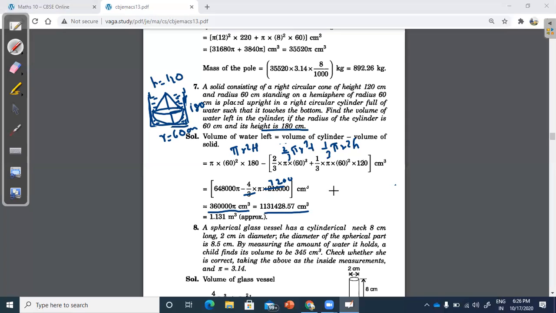How do you convert into meter cube? 1 meter is 100 cm. So when you want to convert centimeter to meter, we divide by 100. But centimeter cube to meter cube, we'll have to divide by 100, 100, 100, 3 times. So that means you'll have to shift the decimal 3 times to the left. 1, 2, 3, 4, 5, 6. That's why we get the answer 1.131 meter cube, right?